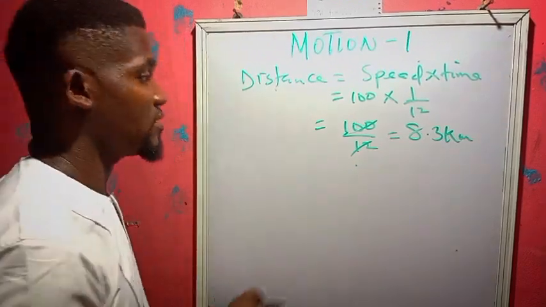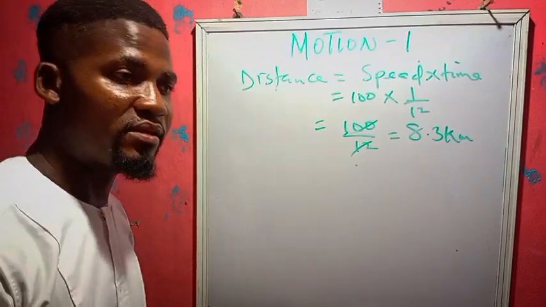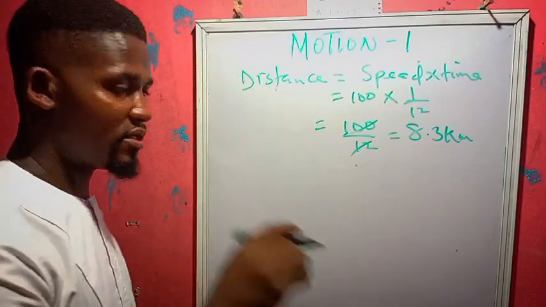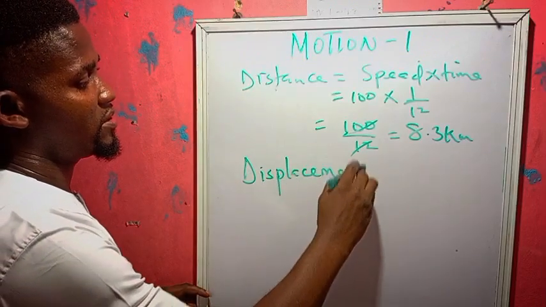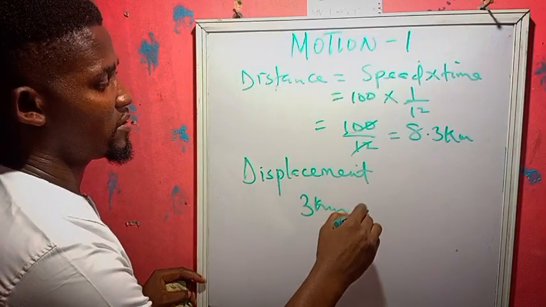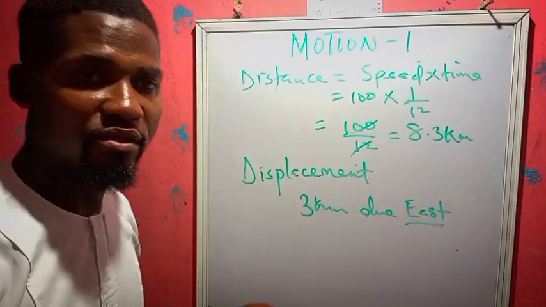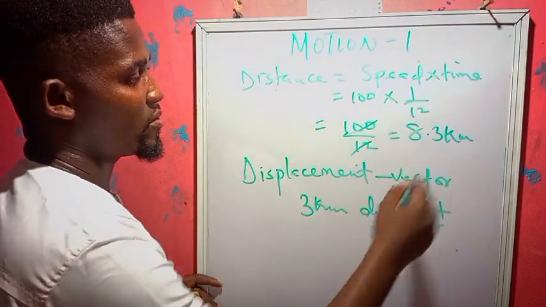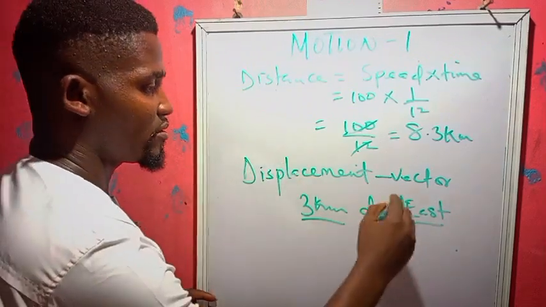I hope you're following. Now let's go back to, apart from distance, an object can change its direction or change its position in a given direction. If the direction is given, then we say the object has undergone what? Displacement. For example, an object moved 3 kilometers due east. Due east shows us the direction of that object in motion. So displacement is a vector quantity because it gives us the magnitude, which is this, and it also gives us the direction, which is this.